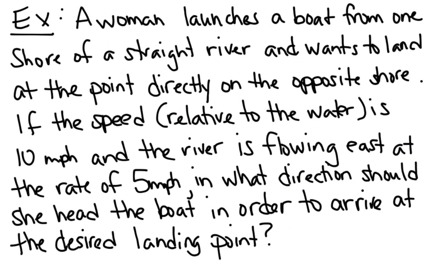A woman launches a boat from one shore of a straight river and wants to land at the point directly on the opposite shore. If the speed relative to the water is 10 miles an hour and the river is flowing east at a rate of 5 miles an hour, in what direction should she head the boat in order to arrive at the desired landing point?